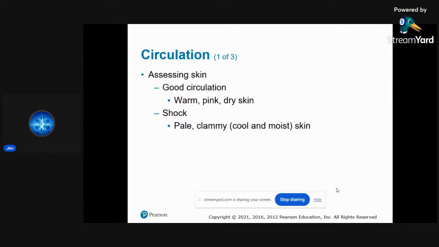Okay, circulation. We're going to assess the skin, right? Good circulation: pink, warm, and dry skin. It's a good sign. Signs of shock: it's pale, clammy, which is cool and moist skin. Diaphoresis, which is really, really sweaty. Like, when it's this time of year, if you're really, really sweaty, it's not a good thing.